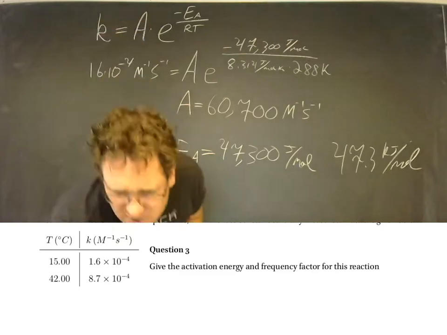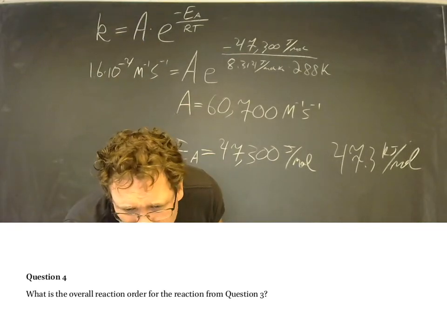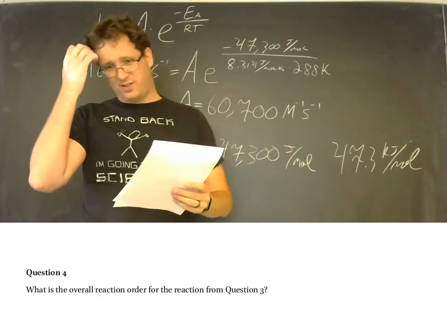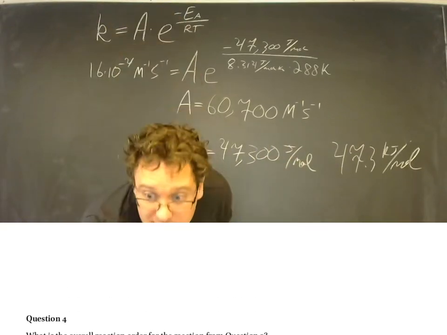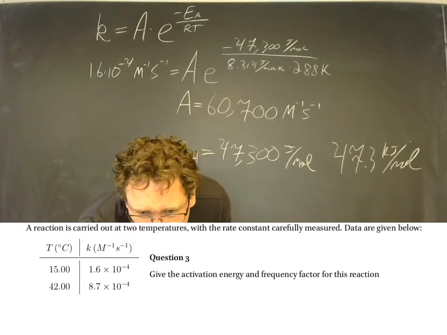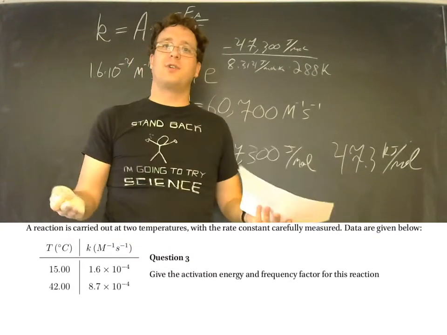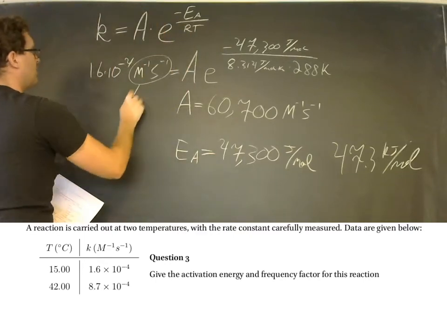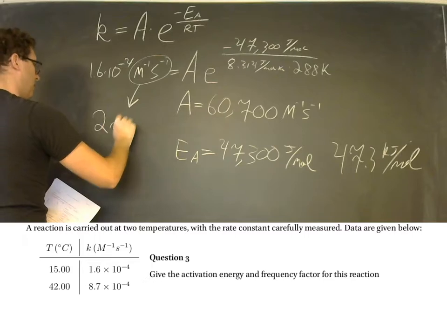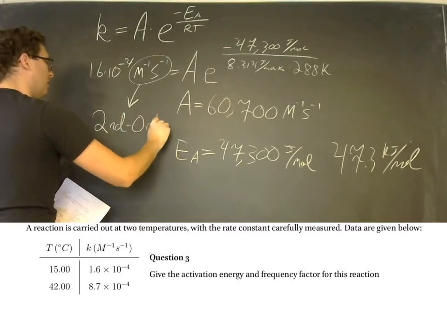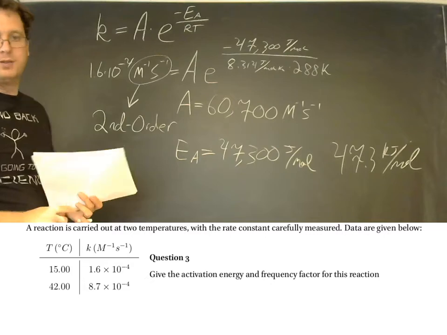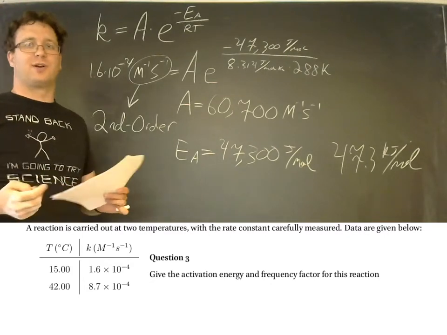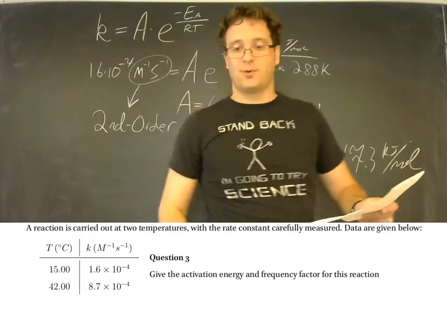Okay, and the last question, what is the overall reaction order? Now, I didn't give you any information to determine the reaction order except for the units of K. The rate constant is inverse molar, inverse seconds. What do those units imply? Second order overall. You can get your units from the overall reaction order, and you can get your overall reaction order from your units. That's quiz 14.3.